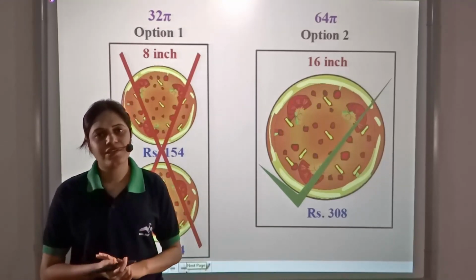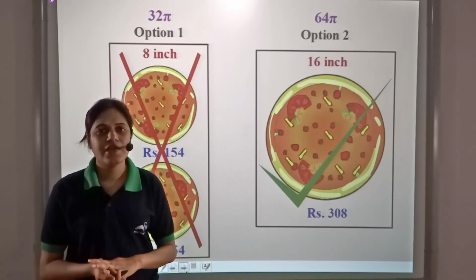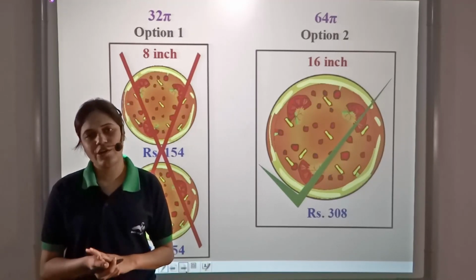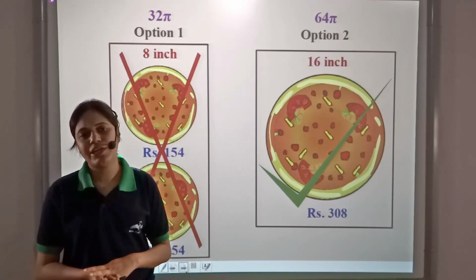So we have seen that the area of a circle is given by pi r square, that is pi into the square of radius, and given the radius of a circle, we can calculate its area.